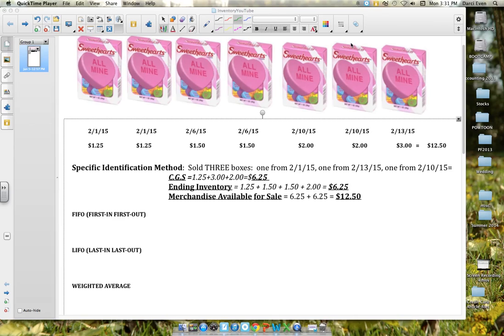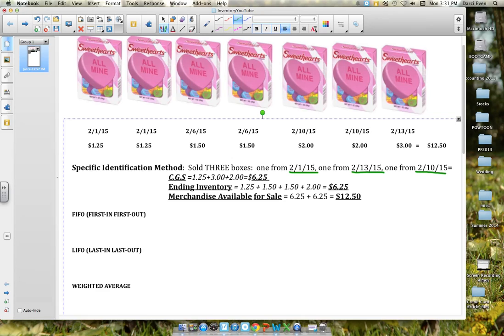Now there's 4 different methods that you can use to figure out how much your inventory is worth. And the first one is called the specific identification method. And that's where you know exactly which 3 boxes of candy that you sold. And we can see here that we sold one from February 1st. We sold one from the one that we bought on February 13th and one from February 10th.